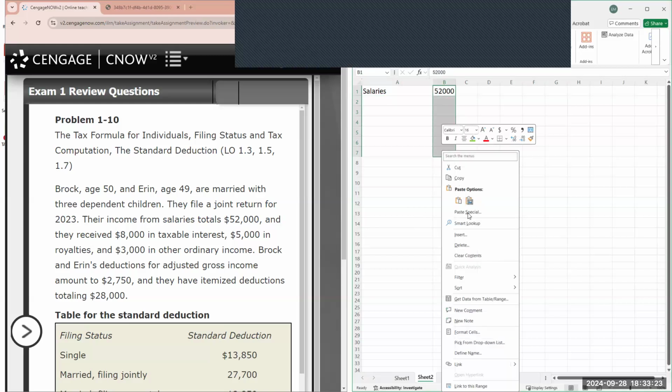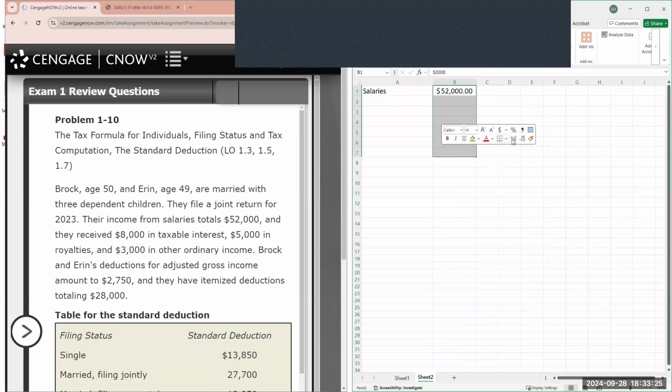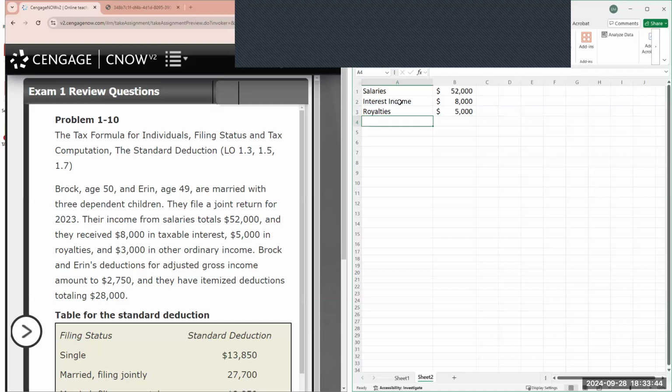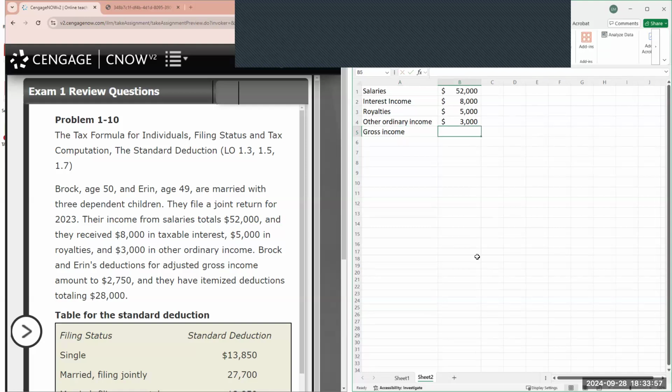And then from there, we also have some interest income and some royalties. So we determine our interest income of $8,000. It lets us know that it's taxable. We have royalties of $5,000. And then it lets us know that we have other ordinary income of $3,000. All right, so we know the definition of gross income is income from whatever source derived unless it is specifically excluded from income.